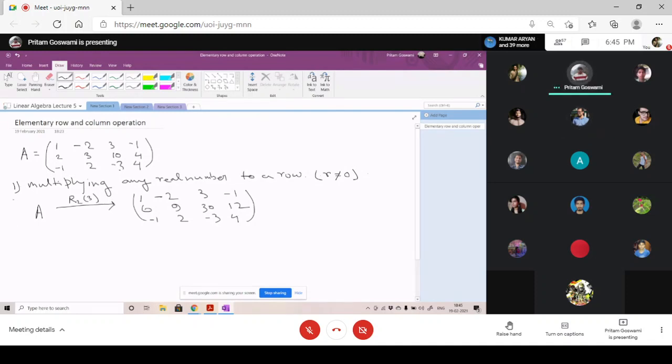So this is one. The second is you can interchange rows. Whenever I'm telling about multiplying a non-zero number with a row, that is a row operation. Similarly, in the case of a column operation, you can multiply a column with any non-zero number. That is one case of column operation.